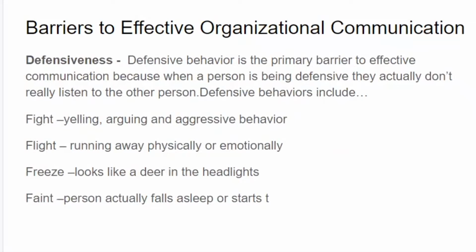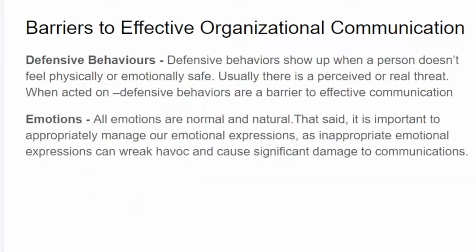They talk about fight, and they talk about flight, and they talk about the deer in headlights freeze, where people have no response whatsoever, or the worst, even worse than freezing, which is fainting, people being just so overwhelmed that their body shuts down. These collective things are known as defensive behaviors, which the receiver will put in place in order to protect themselves from physical or emotional harm. Okay? And again, our emotions play a key role in this defensive behavior.